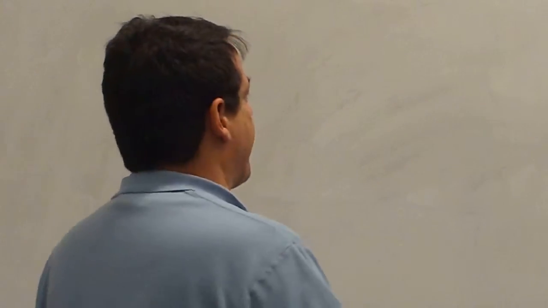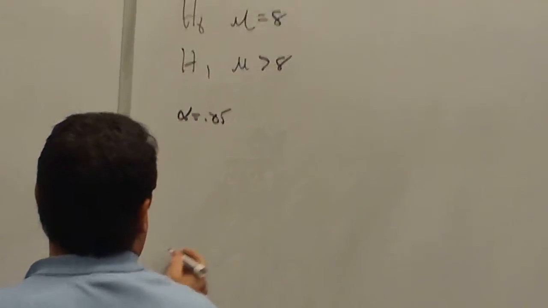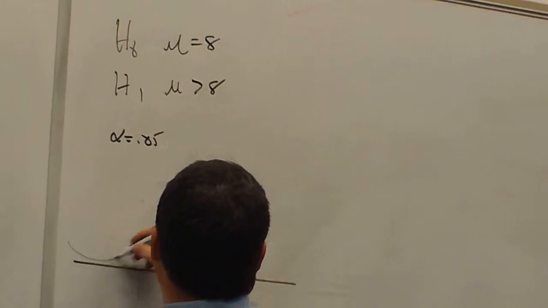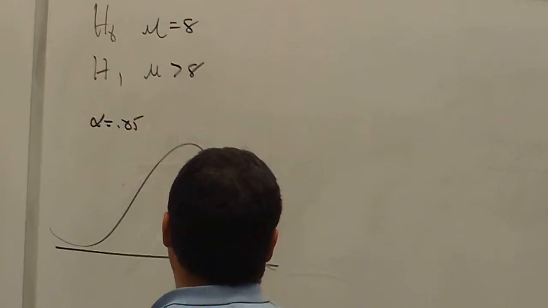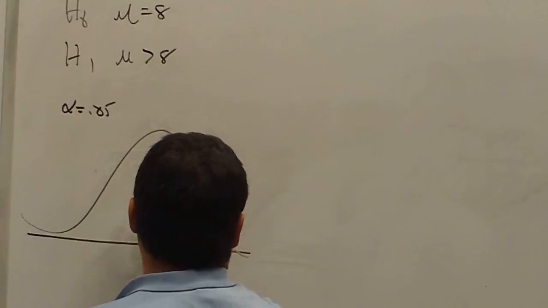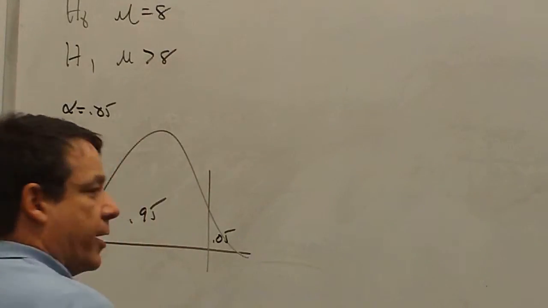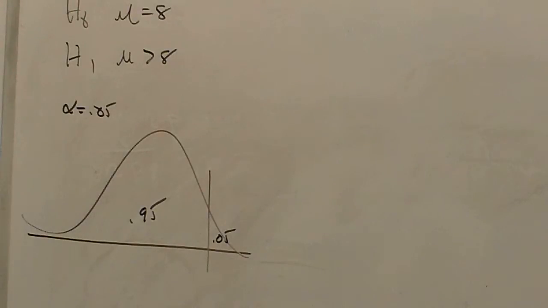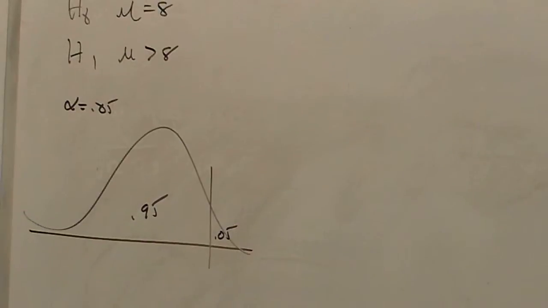Okay, so what's our alpha value? 0.05. So what's our test look like? Okay, this is 0.05, this is 0.95, right?